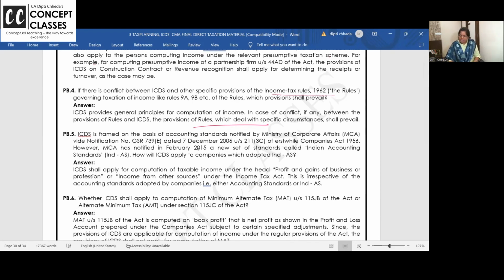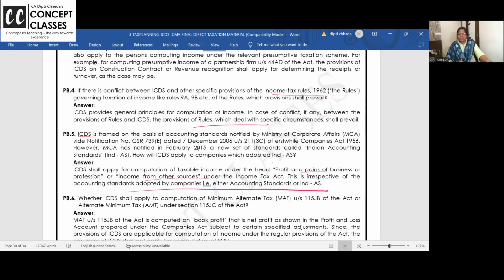ICDS is framed on the basis of accounting standards given by the Ministry of Corporate Affairs. However, MCA has given a new set, Ind AS. How will ICDS apply to companies which adopted Ind AS? ICDS shall apply for computation of income under the business head and other source. This is irrespective of the accounting standards adopted, either AS or Ind AS. In the books, whatever you follow, AS or Ind AS, for income tax, ICDS will overrule. Ind AS will not work, ICDS will.